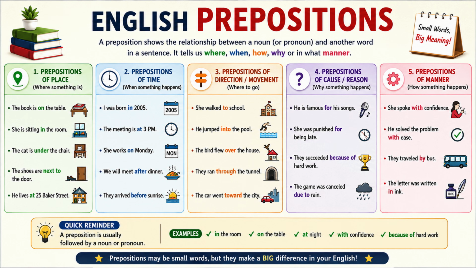A quick reminder. Here is something important to remember. A preposition is usually followed by a noun or pronoun. For example, in the room, on the table, at night. Simple, but very powerful. So now you understand English prepositions, what they are, and how they work in real sentences.